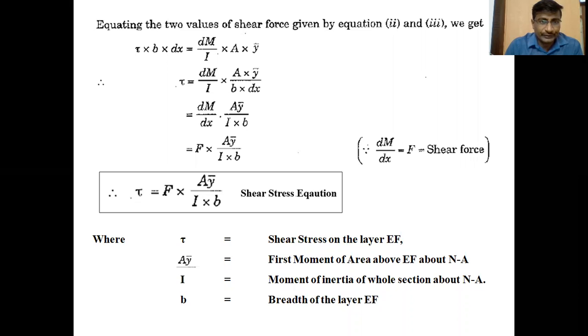F is the shear force across the section. A y bar is the first moment of area about the neutral axis, the area which is above the EF level. I is the moment of inertia of the whole section about the neutral axis. B is the breadth of the layer EF, which may vary or be constant across the beam.